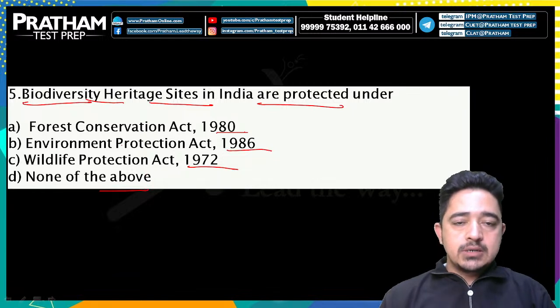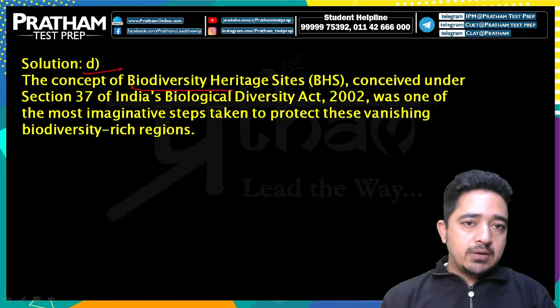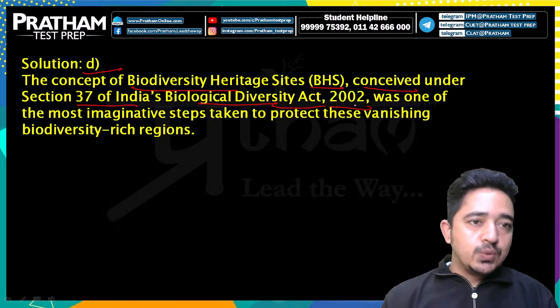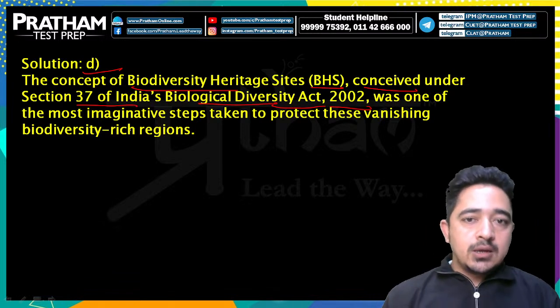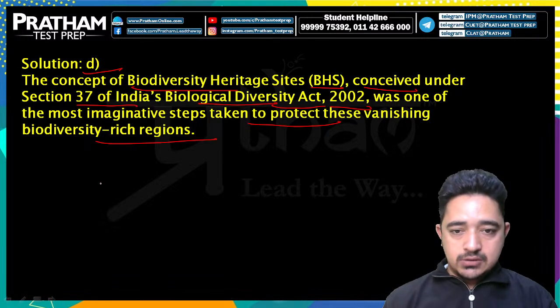So biodiversity heritage site protection is option D. The concept of Biodiversity Heritage Sites, BHS, conceived under Section 37 of the India Biological Diversity Act 2002, was one of the most imaginative steps taken to protect these vanishing biodiversity-rich regions.